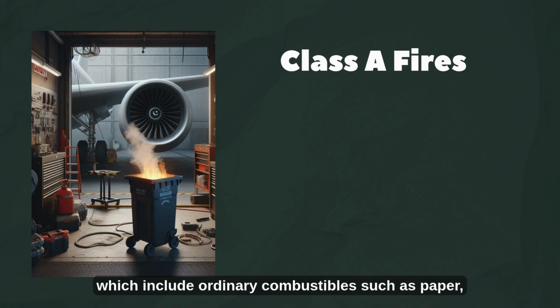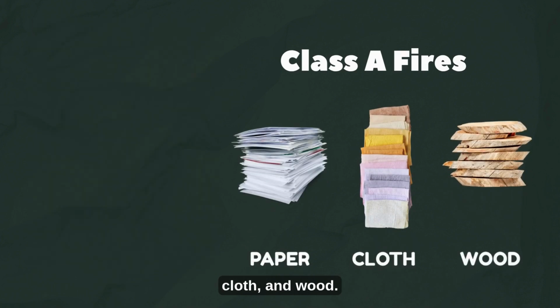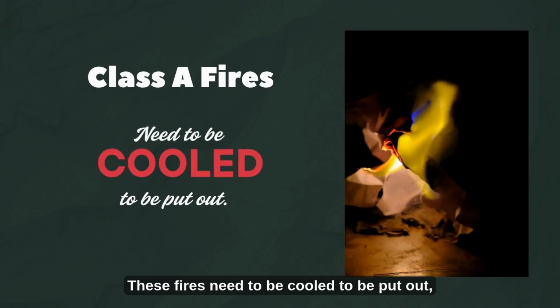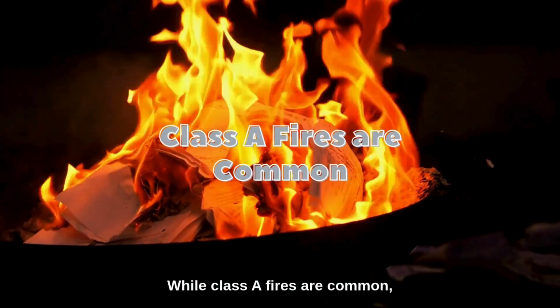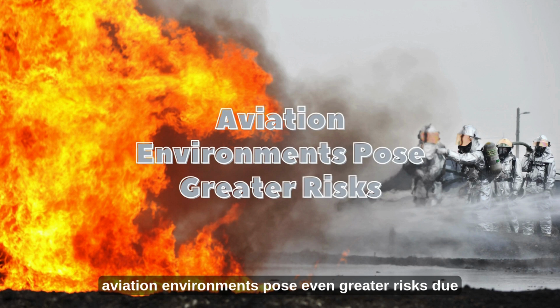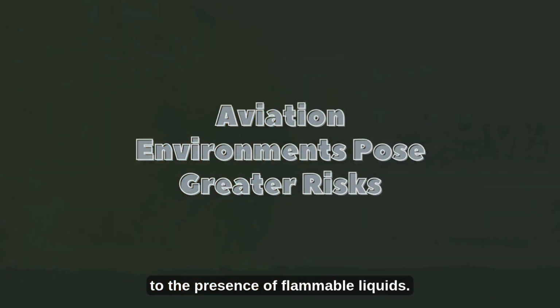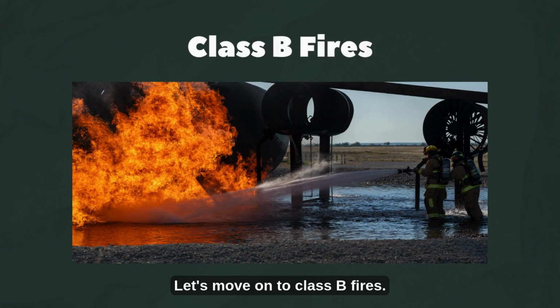Now that we've introduced the different fire extinguisher types, let's begin with the first category, Class A fires, which include ordinary combustibles such as paper, cloth, and wood. These fires need to be cooled to be put out, so we use water or foam extinguishers. While Class A fires are common, aviation environments pose even greater risks due to the presence of flammable liquids. Let's move on to Class B fires.